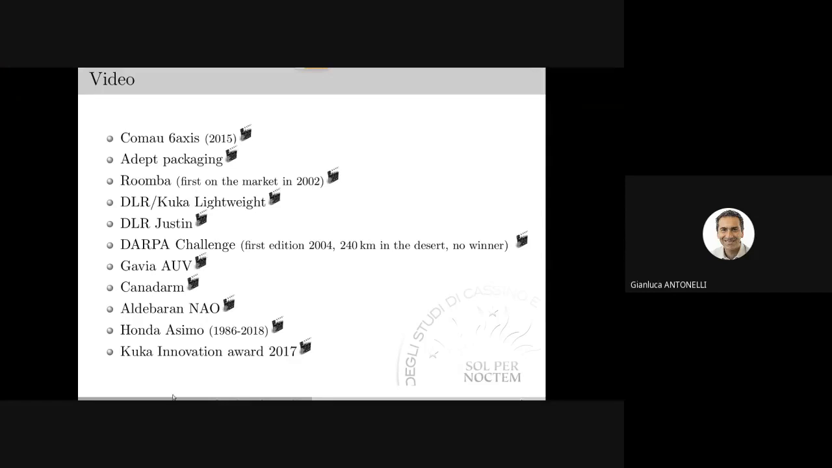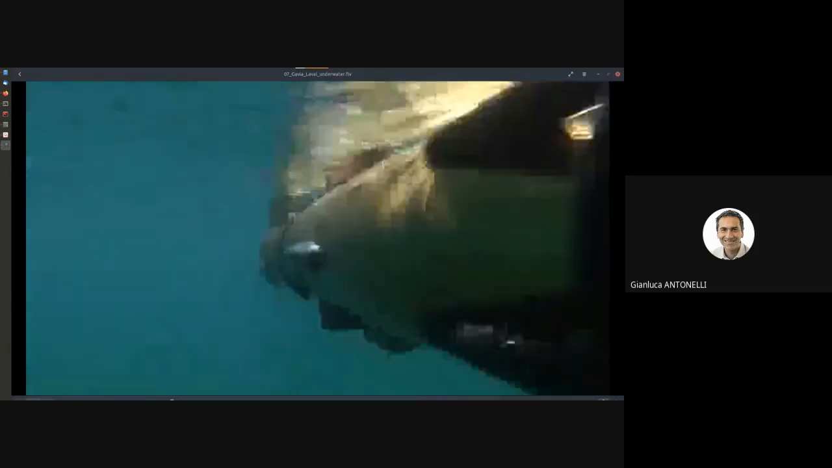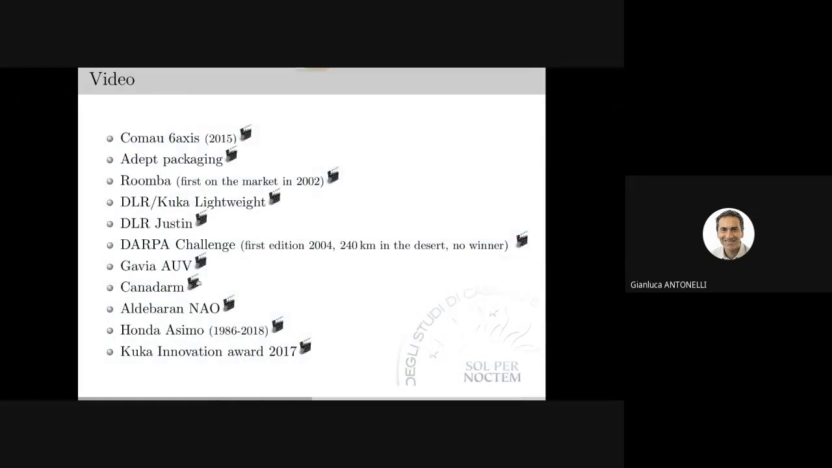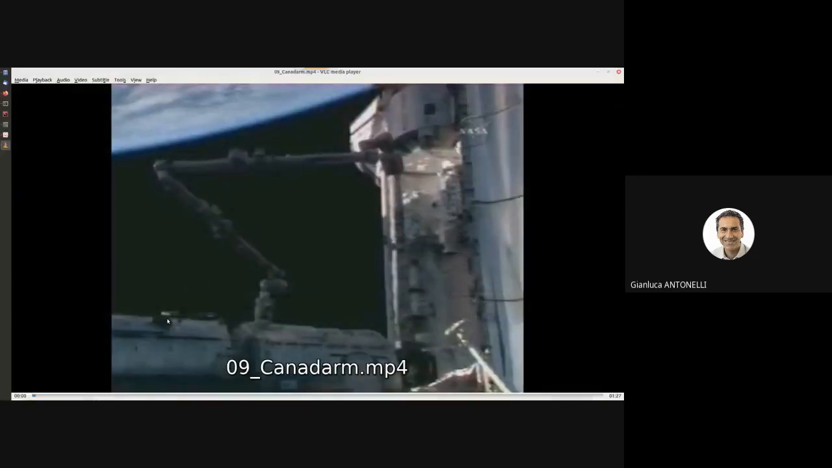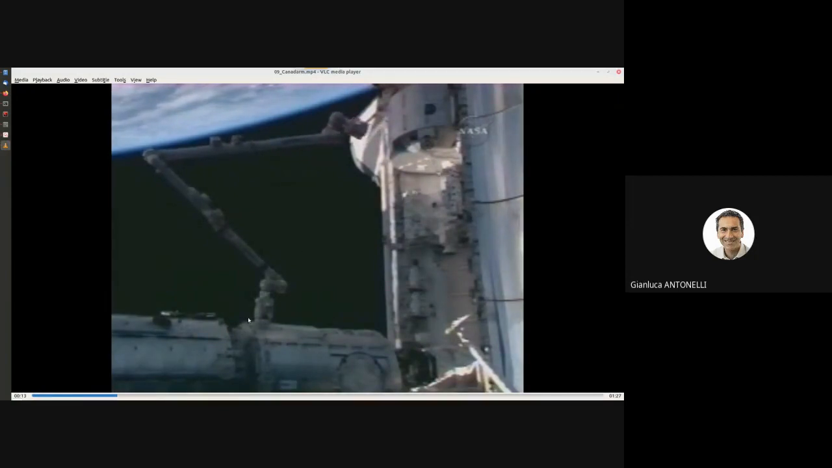This is a very simple AUV, torpedo-like, nothing exciting. Manipulator on space. This guy here is a huge robot with a fixed base, but without gravity. So the mathematical model is a little bit different and actually is a little bit simpler.